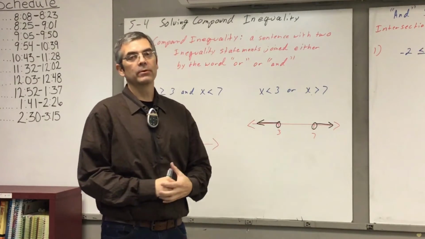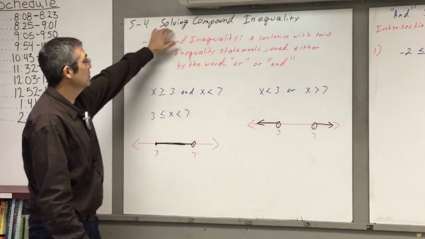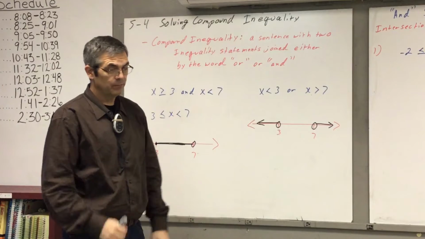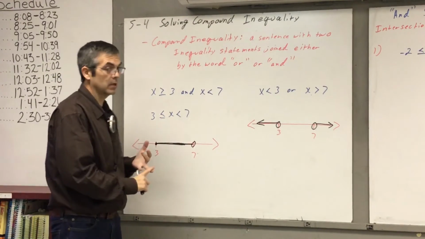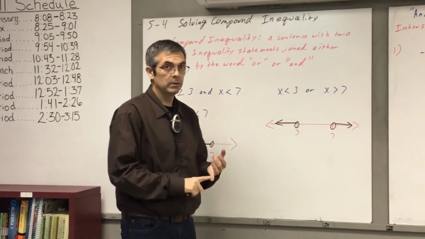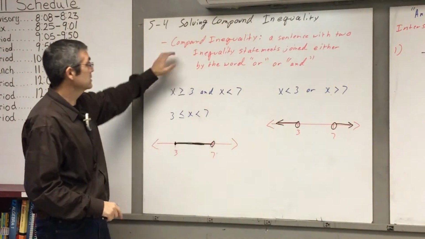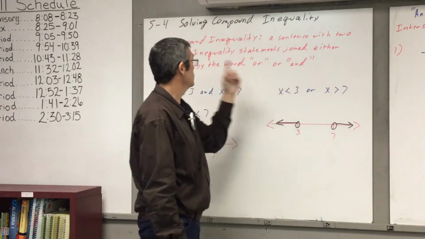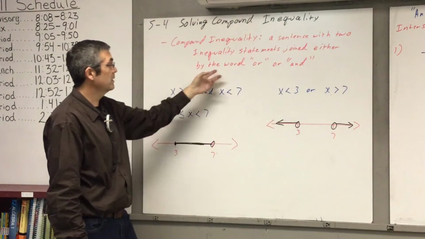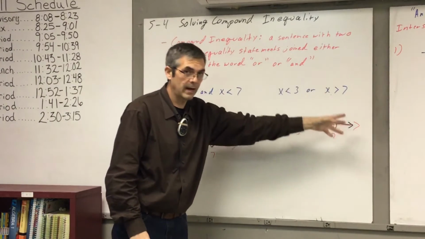So today what we're doing is we're looking at solving compound inequalities. Well, in order to do this, you've got to know, one, what an inequality is, and two, what a compound inequality is. You should already know what inequalities are, so let's talk about compound inequalities. A compound inequality is a sentence with two inequality statements joined either by the word "or" or "and."